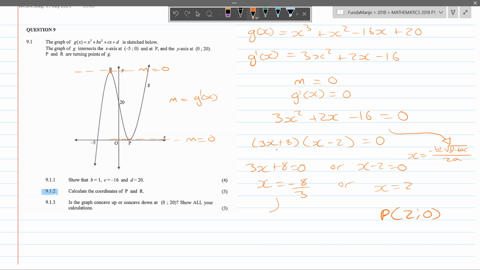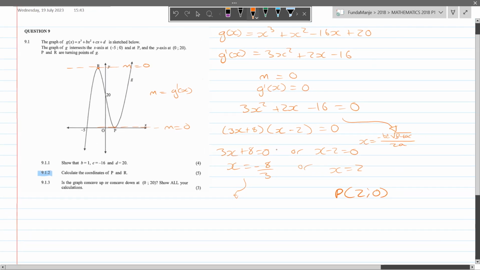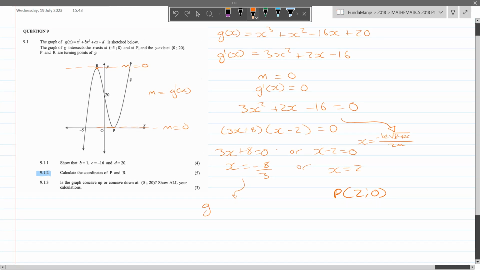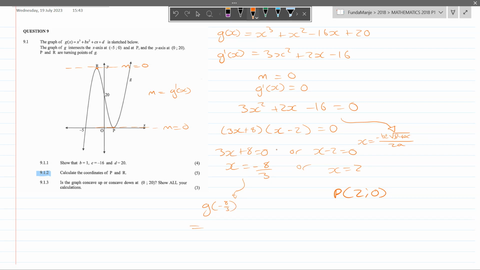But then for this one, we need to put that into our original formula. So we need to find g of minus 8 over 3, and that will be equal to, into the original formula, not the derivative one. So that will be equal to minus 8 over 3 cubed plus minus 8 over 3 squared minus 16 times negative 8 over 3 plus 20.